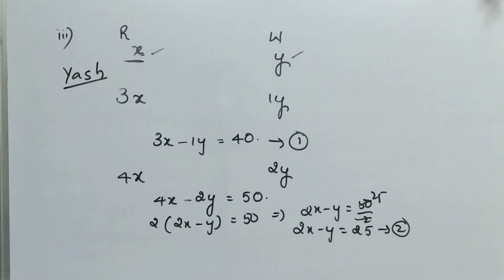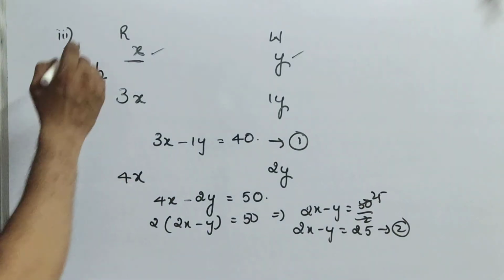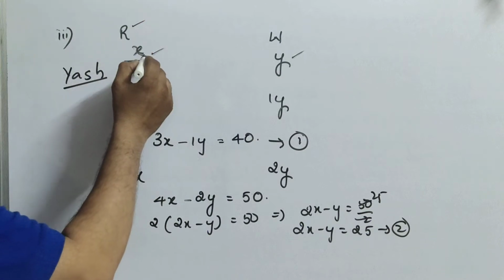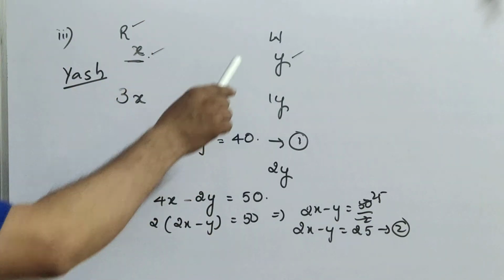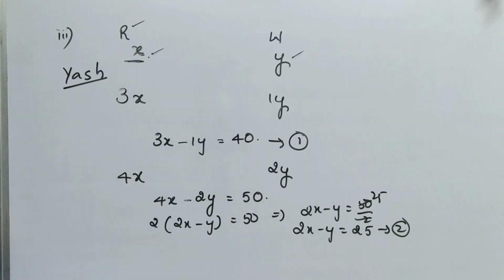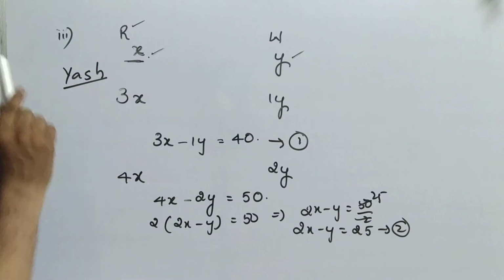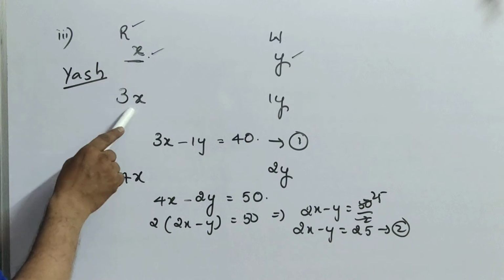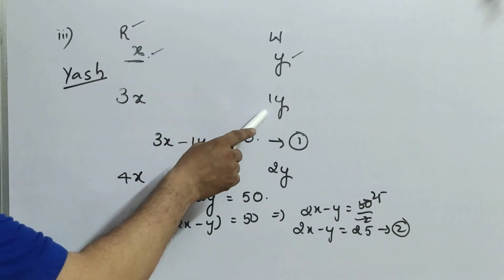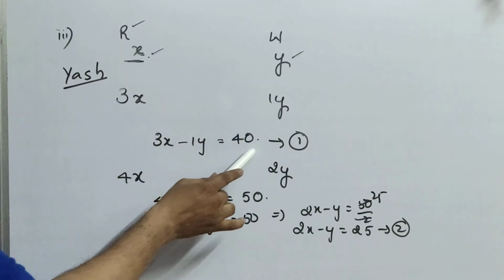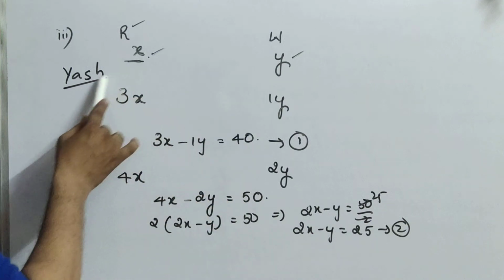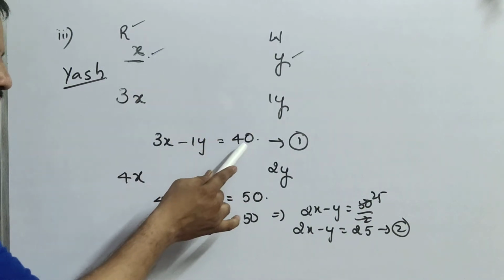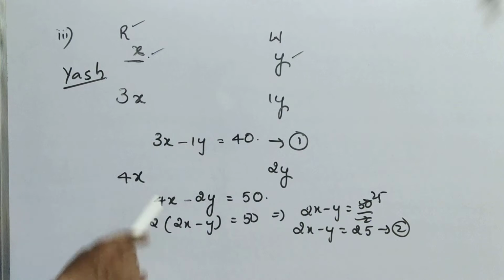Once again I am telling you, listen very carefully. For a right answer, x marks they are giving. For a wrong answer, they are taking y marks. But here, Ish is a girl. She scored 3 right answers, so 3x, and 1 wrong answer, so 1y. So total she scored 40. Right answer minus wrong answer gives total 40 marks. So 3x minus 1y equals 40.